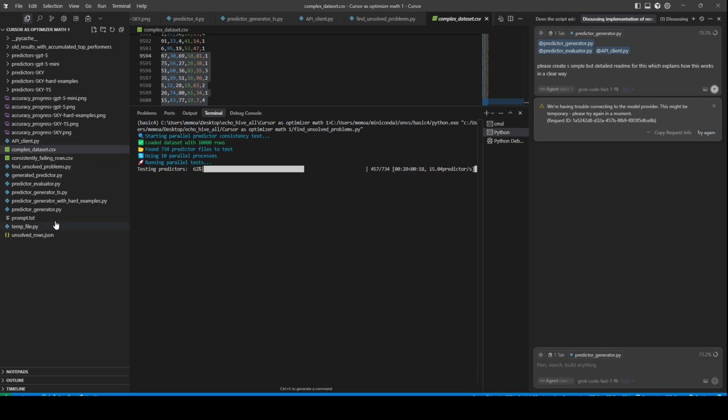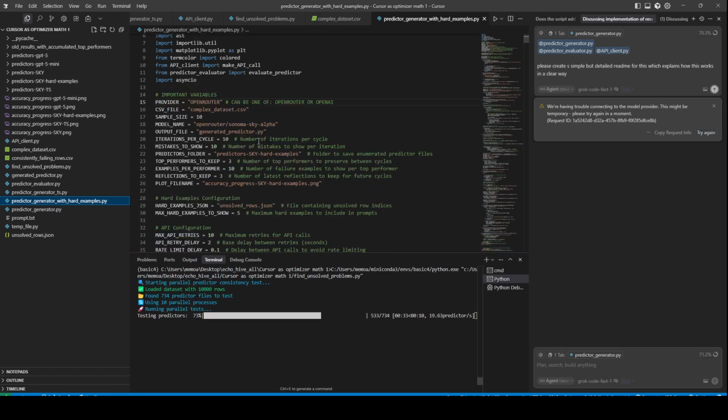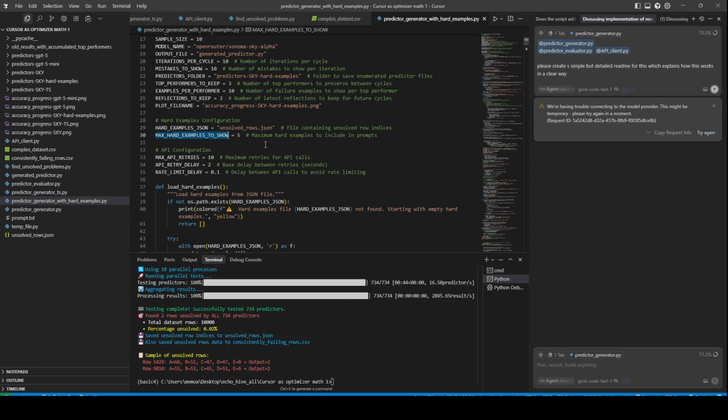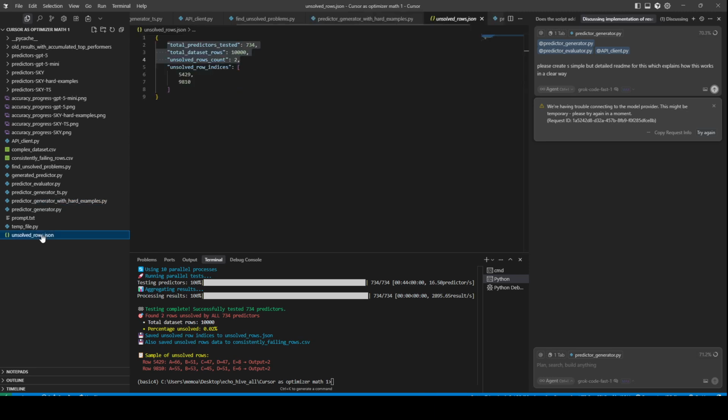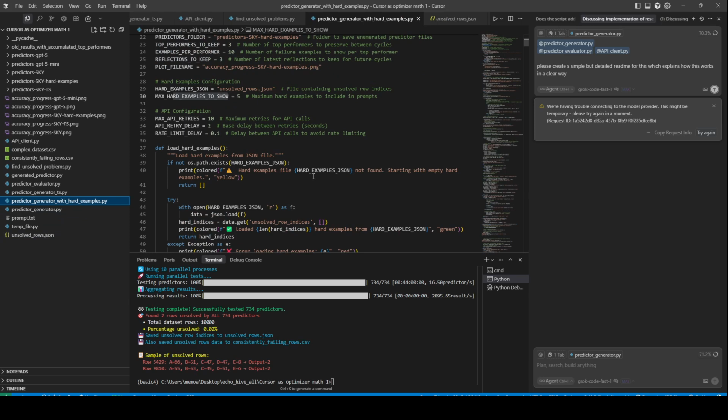And then I made this slight modified version of the same script, which actually passes the hard examples to show, because GPT-5 recommended, look, show the hard examples which maybe early on would result in better solutions. But it did not happen because in this case, we only found two rows that are unsolved. But when I first ran it earlier, a few hours ago, there were 13. So I built this predictor generator with hard examples, but this didn't really change much.